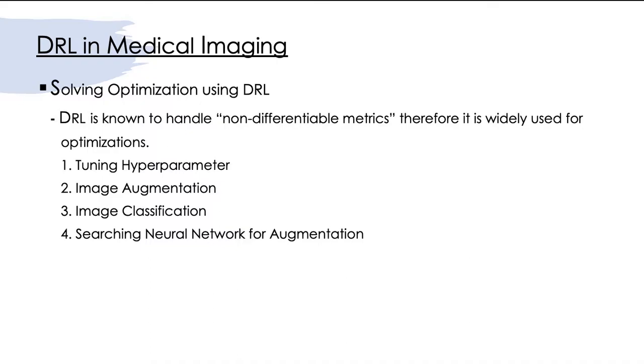Another one is solving optimization using DRL. DRL is known to handle non-differentiable metrics. Therefore, it is mostly used for optimizations, for tuning hyperparameters, image augmentation, image classification, and searching neural network architectures for augmentation.